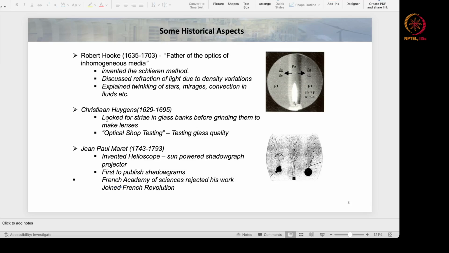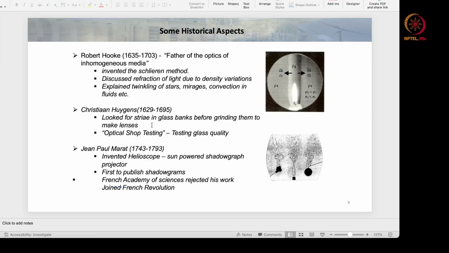What Christian Huygens did was look for stria in glass banks and grind them to make lenses, which is the most important discovery, because without these lenses and mirrors, we would not have any optical measurements at all. And he had an optical shop testing which tested the quality of this glass.